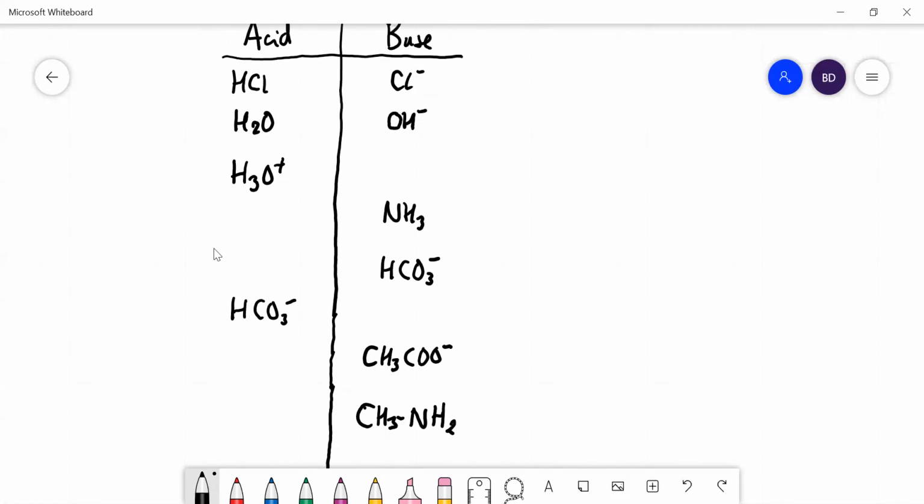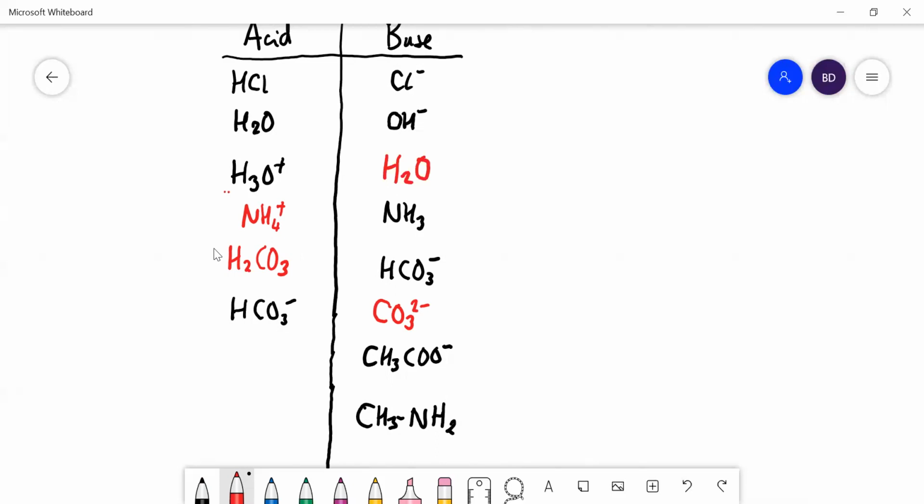Okay, so you unpause your video. Let's see. This one, H3O plus. That loses a proton. What do you get? H2O. NH3, add a proton to that. What do you get? NH4 plus. HCO3 minus, add a proton to that. You get H2CO3, which is called carbonic acid. And now HCO3 minus is acting as the acid. Remove an H plus from that. You get CO3 2 minus, the carbonate ion.